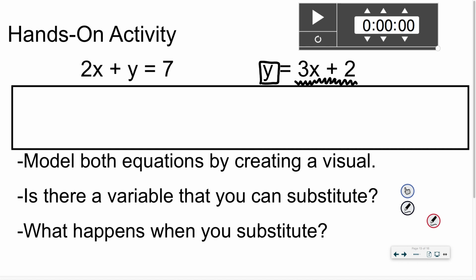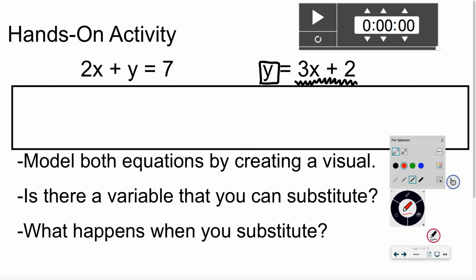So what can I do? Now that I know that, I know that those two sides of the equation have the same value, right? y is the same thing as 3x plus 2. Sarai, what can I do? You've got to replace all the y with 3x plus 2. I can replace all the y's with 3x plus 2.